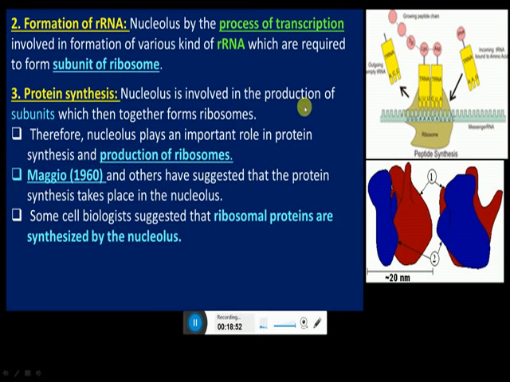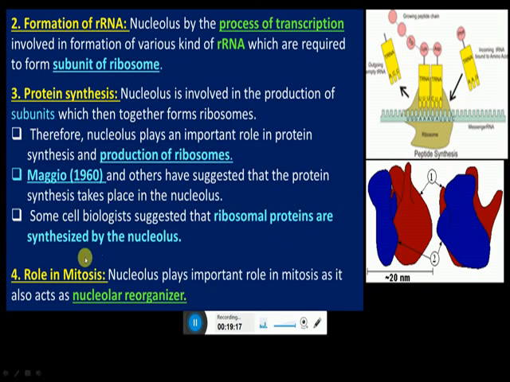The nucleolus is involved in the production of subunits which then together form the ribosome. Therefore the nucleolus plays an important role in protein synthesis and production of ribosomes. Maggio in 1960 and other scientists have suggested that protein synthesis takes place in the nucleolus. Some biologists suggest that ribosomal proteins are also synthesized in the nucleolus.